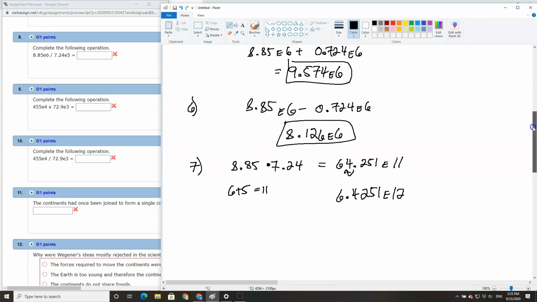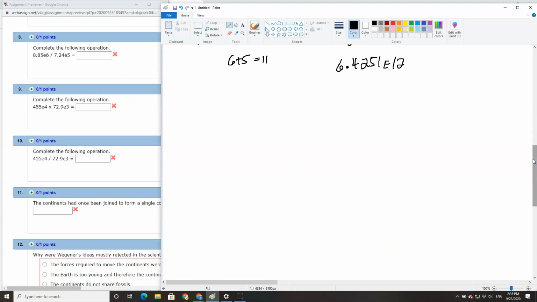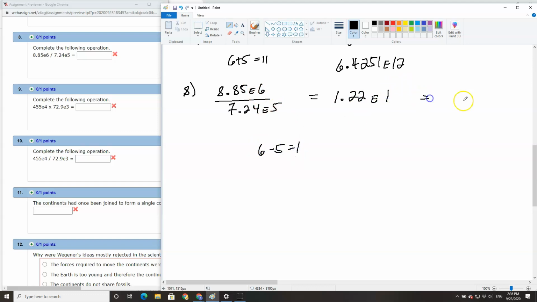Takes us on to number 8. 8.85 E6 divided by 7.24 E5. 8.85 divided by 7.24 is going to give me 1.22. And then the exponents, 6 minus 5 is 1, so E1. I could just call this 12.2 as well.